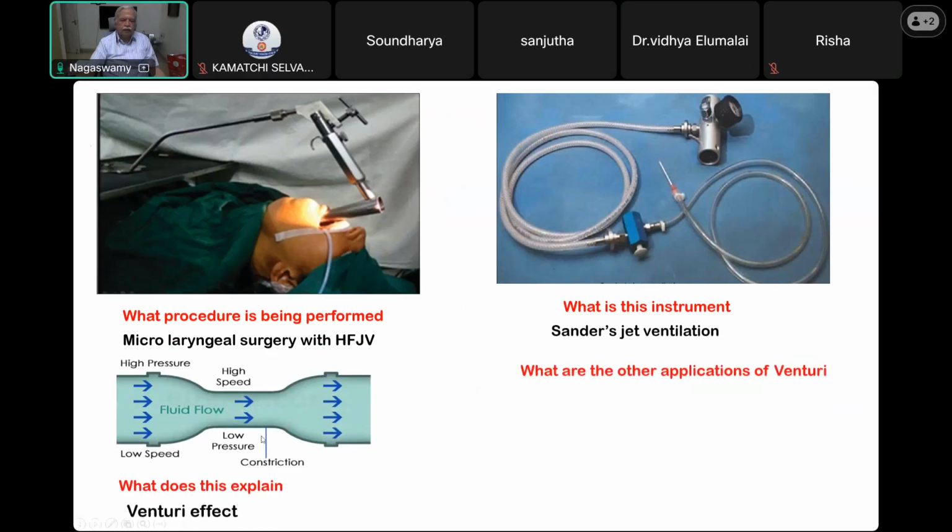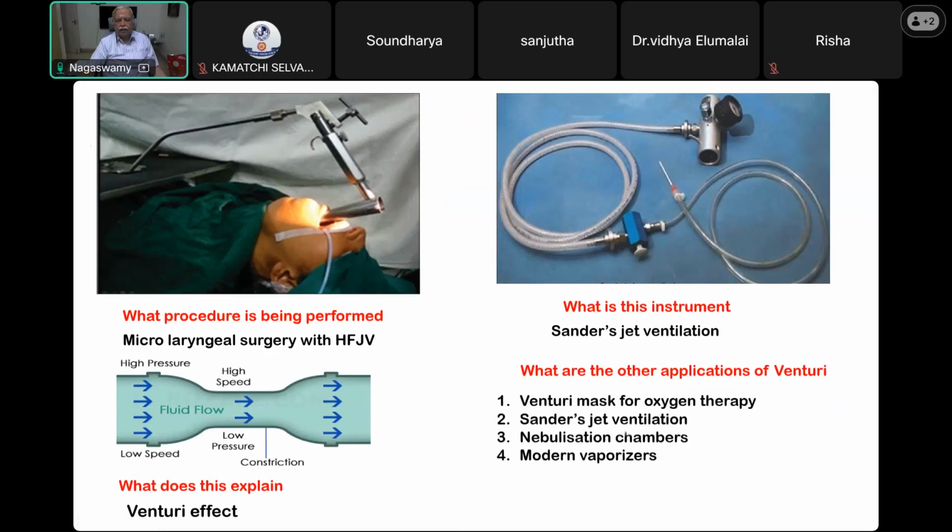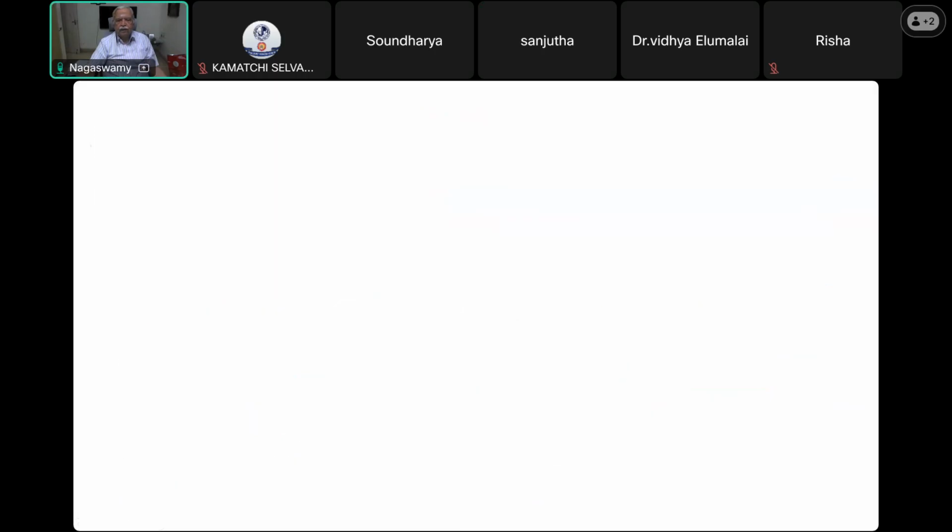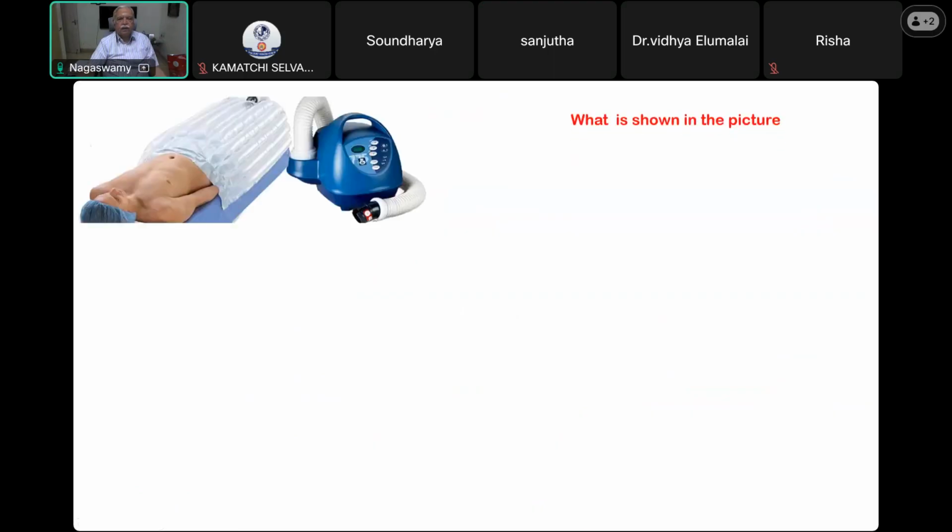Bernoulli said there is a drop in pressure, but Venturi said it can entrain air or fluid by addition. So other applications of Venturi: Venturi mask, very good, nebulizer, and modern vaporizers also use that. Okay, and what is shown here?